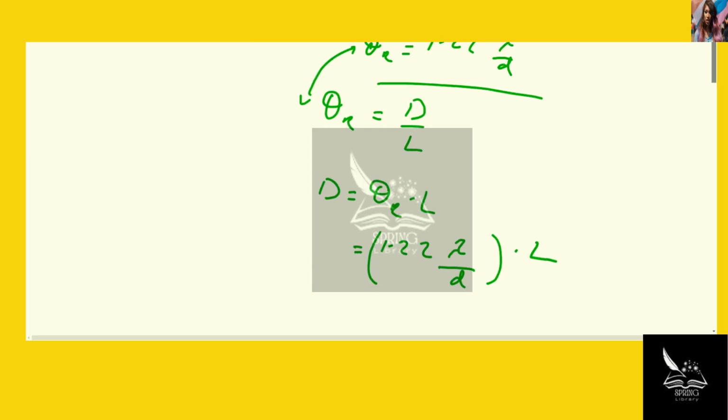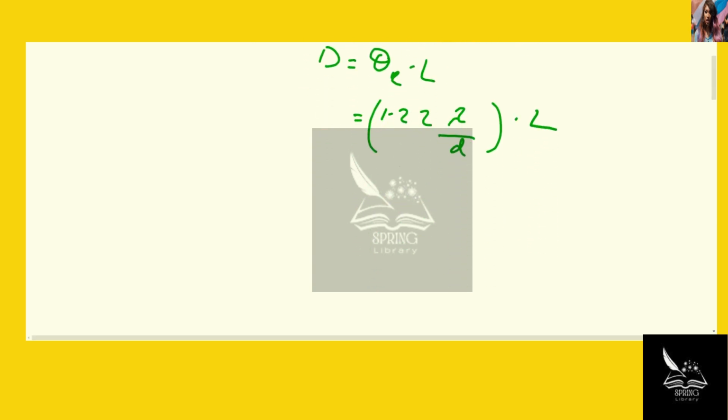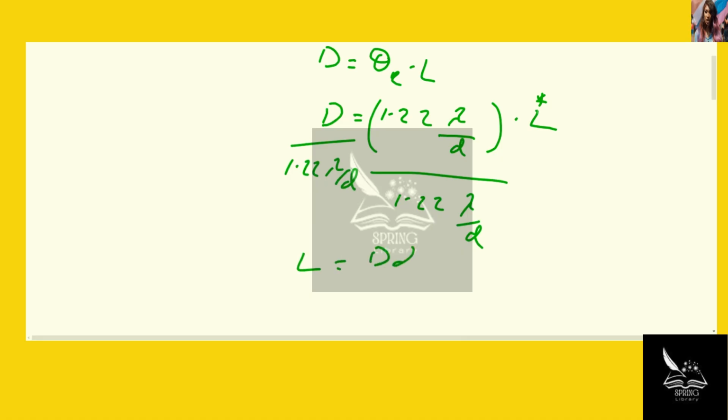And algebraic manipulation going on right here. Since we have D, we want to solve for L. So we'll divide both sides by 1.22 lambda over d, on both sides, 1.22 lambda over d. So then L simply becomes capital D small d all over 1.22 lambda.